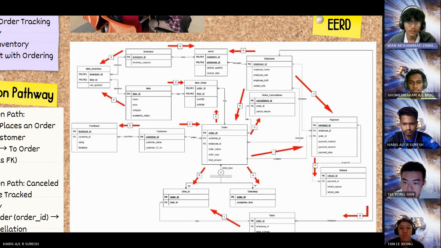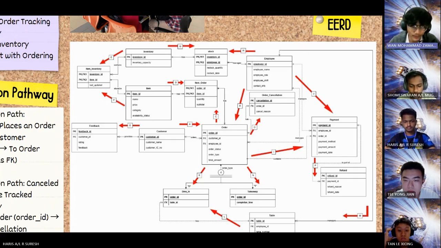Next, let's go to the employee and table management. The employee table is connected to the table via employee ID, indicating which employee manages a specific table in the cafe. So let's go to the customer feedback relationship. The feedback table is linked to the customer table through the customer ID. This relationship allows the system to associate customer feedback and ratings with specific customers.